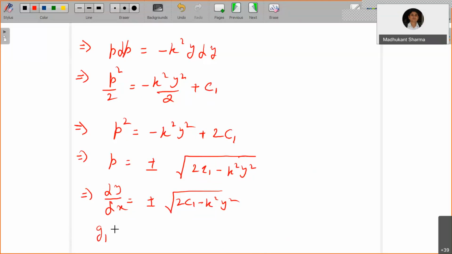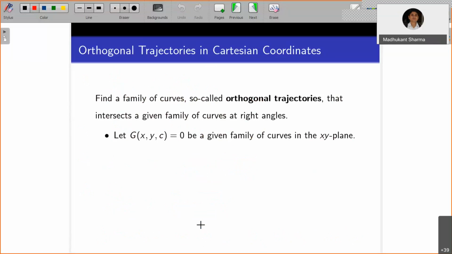So one family is g1 of x comma y comma c1 comma c2 equals 0, and another is g2 of x comma y comma c1 comma c2 equals 0. So you will obtain two solutions here, but those two equations will contain only two arbitrary constants, with the plus case different and the minus case different. Now we are at the end of the first order differential equations.